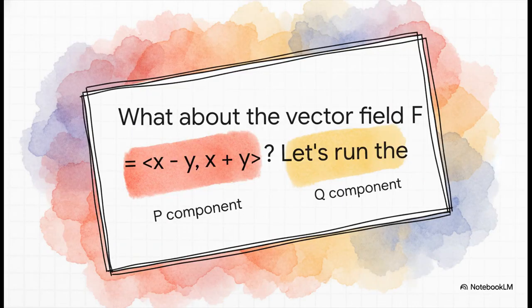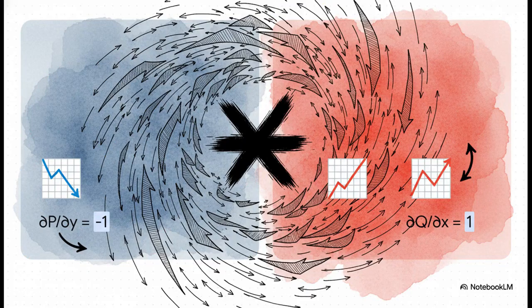This time our vector field f is x minus y, comma x plus y. So you know the drill. First things first, we run the component test. The partial of p with respect to y is -1. The partial of q with respect to x is +1. Well, -1 is definitely not equal to +1, so the test fails. This vector field is not conservative.